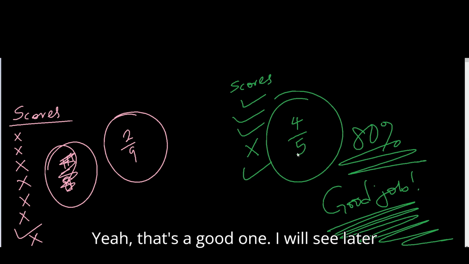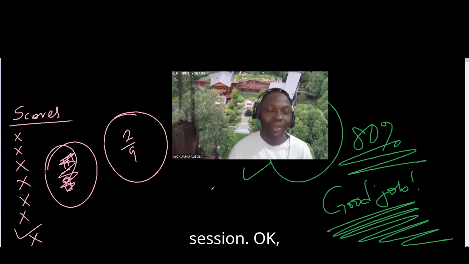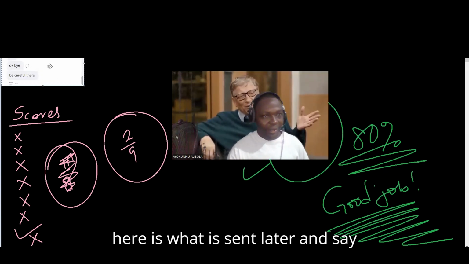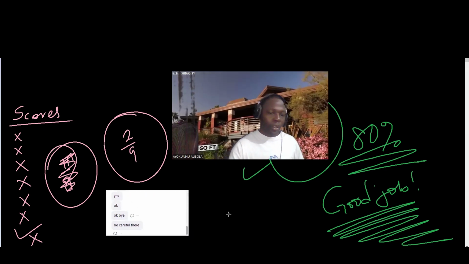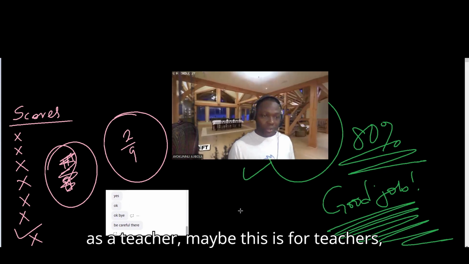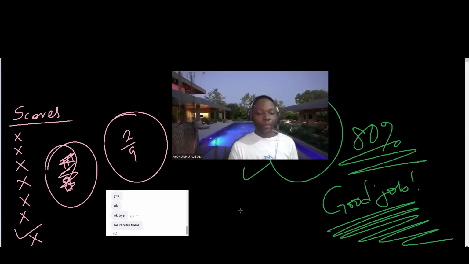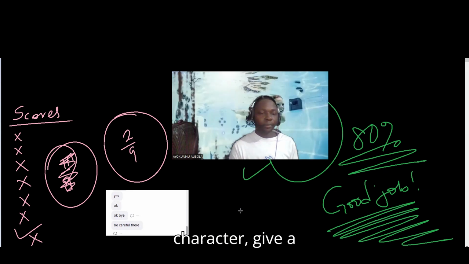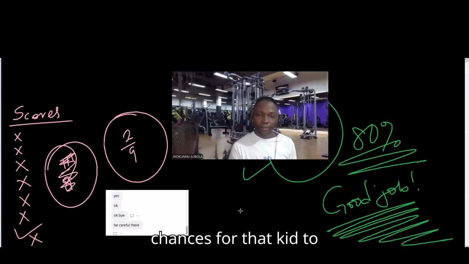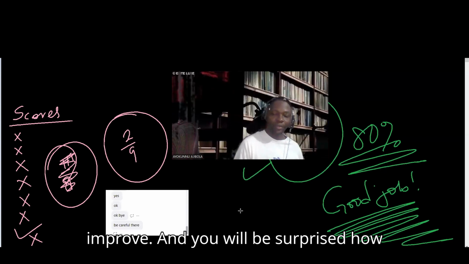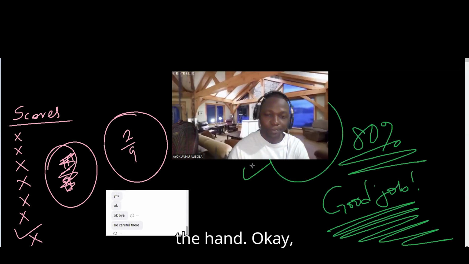Yeah, that's a good one. At least you later finally cooperated with the session. Okay, here is what is sent later, and say yes, okay, goodbye. As a teacher, maybe this is for teachers there. As a teacher, don't write off any kid, don't write off any child. Before you complain about a child's character, give 1,000 chances for that kid to improve, and you will be surprised how cooperative that child is going to be in the end.